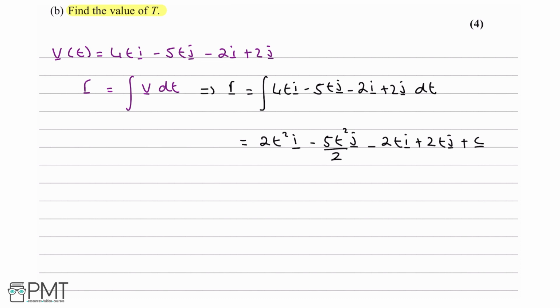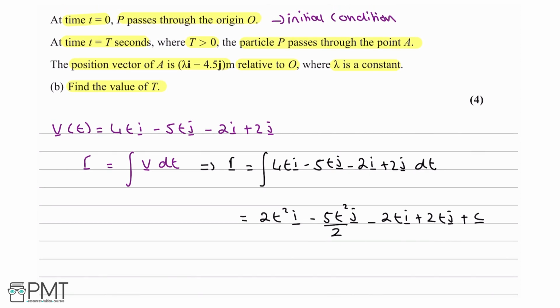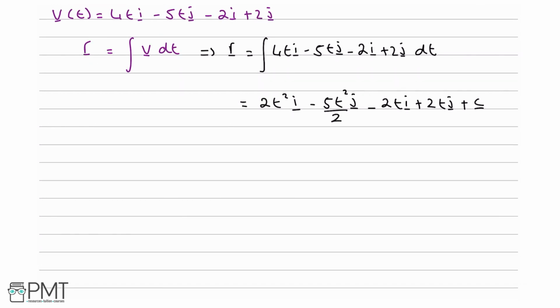From here, we can use our initial condition: at time equals 0, P passes through the origin. That means that the position vector is 0, 0. So first of all, our position vector r, in terms of t, is 2t squared i minus 5t squared over 2 j minus 2ti plus 2tj plus c, like this.